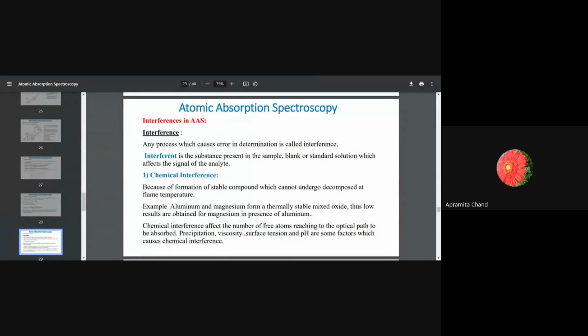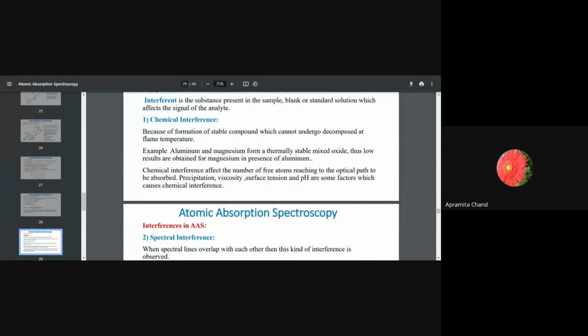So suppose you have aluminum and magnesium and they have formed a thermally stable mixed oxide. So low results will be obtained for magnesium in the presence of aluminum. So the chemical interference will affect the number of free atoms which are reaching the optical path to be absorbed. So such kind of chemical interference is seen with factors like precipitation, viscosity, surface tension, and pH.